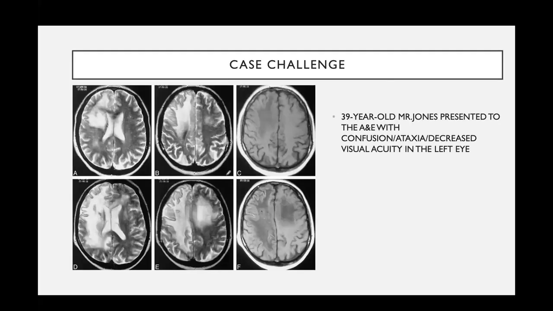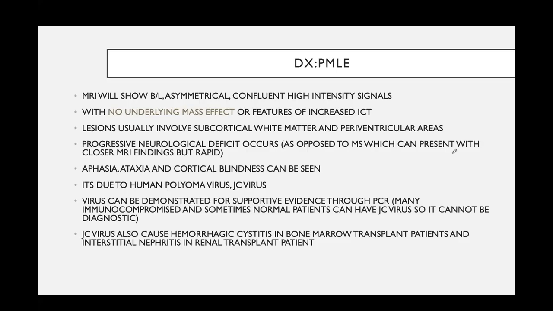Look at this image. A 39-year-old Mr. Jones presented to the accident and emergency with confusion, ataxia, and decreased visual acuity in the left eye. Can you guess something here? White matter is involved predominantly. Can you guess what it is? This is PML, progressive multifocal leukoencephalopathy.